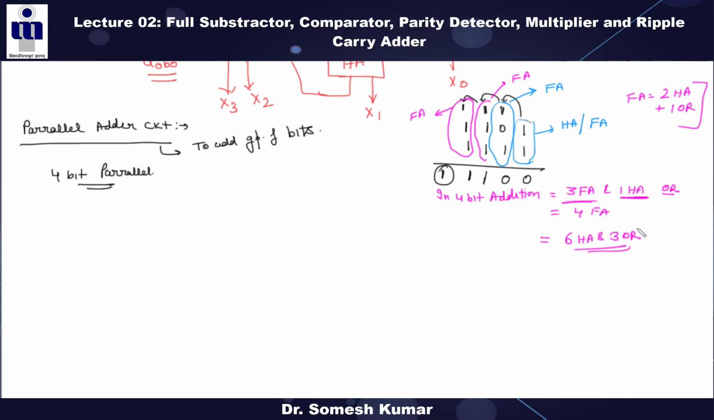What is with that? Plus 1 half adder, right? So how many half adders in total? 7 half adders and 3 OR gates, right? I can say this thing now here.